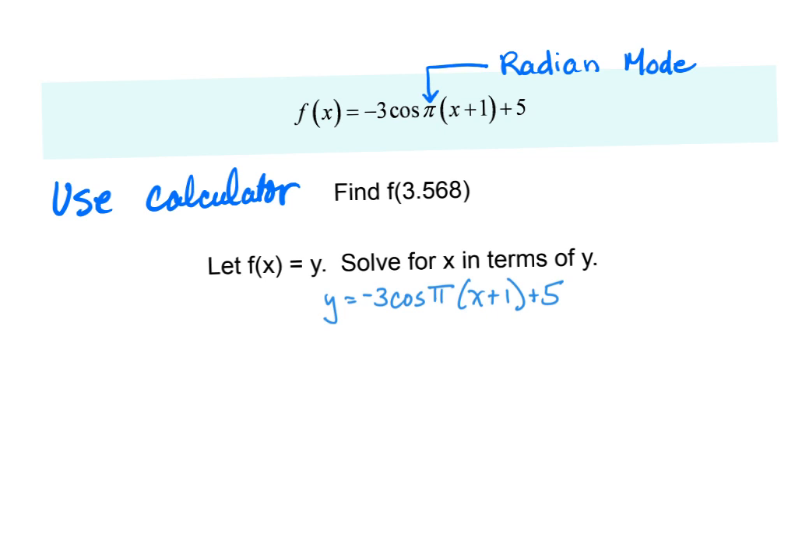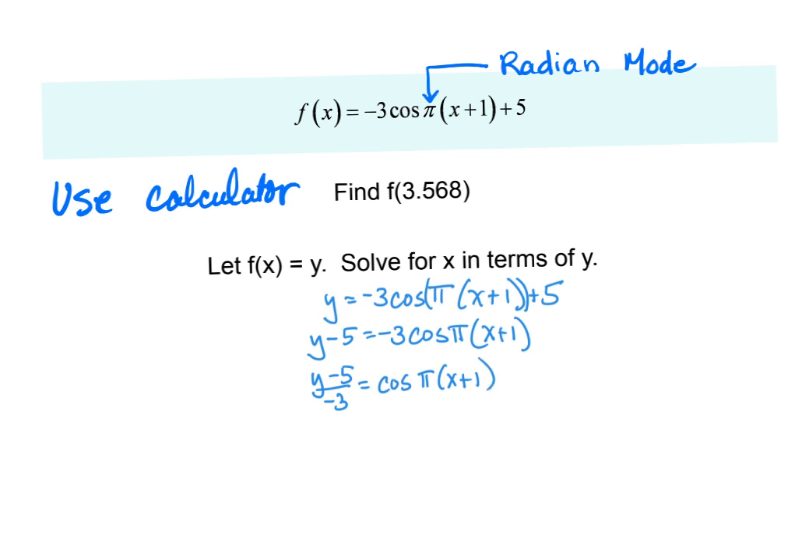So we're going to unwind what's going on here. So we're first going to solve for cosine of pi times the quantity x plus 1. Remember, it's implied that there are parentheses here. So I'm going to subtract 5 from both sides and then divide by negative 3. So y minus 5 equals negative 3 cosine of pi times the quantity x plus 1. Divide by negative 3. y minus 5 over negative 3 equals cosine of pi times the quantity x plus 1.